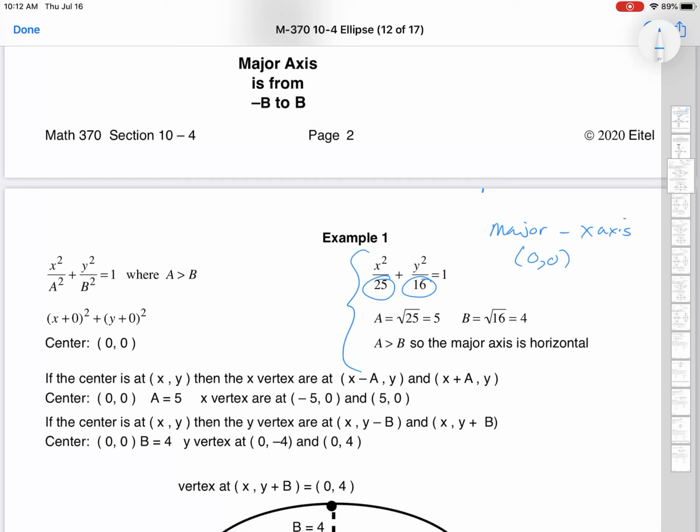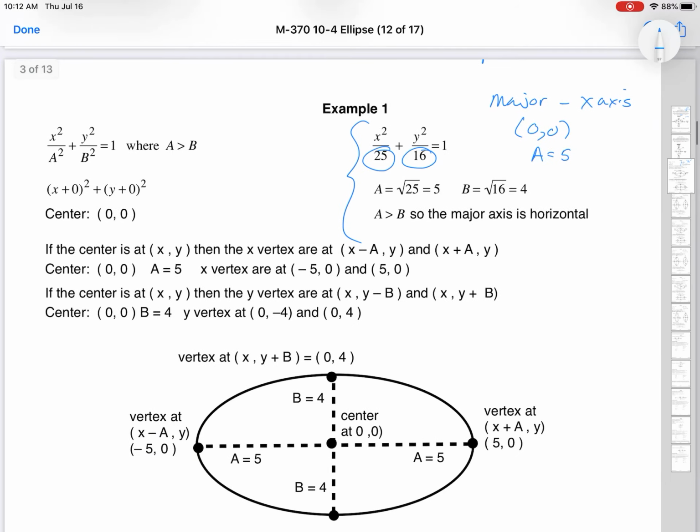And the major axis distance to the vertices is 5, the square root of 25. And so you're going to go out along that major axis a distance of 5. Now what 5 is, it's the square root of what's underneath.